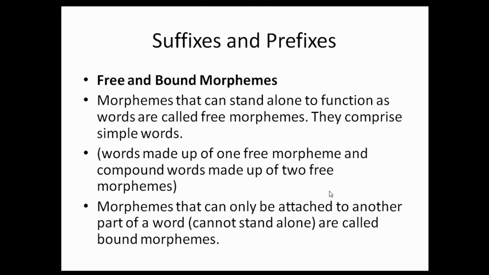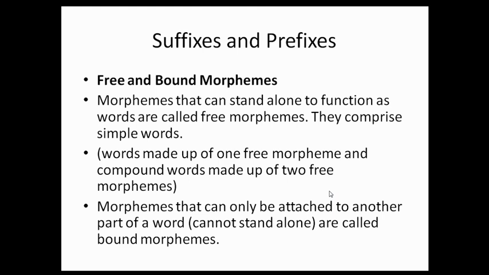Now morphemes that can only be attached to another part of a word are called bound morphemes. That means they cannot stand alone and they cannot give you a complete sense of meaning if you do not add them to other words. So they are called bound morphemes. And prefixes and suffixes, let me tell you students, come under the category of bound morphemes. Basically they are bound morphemes.